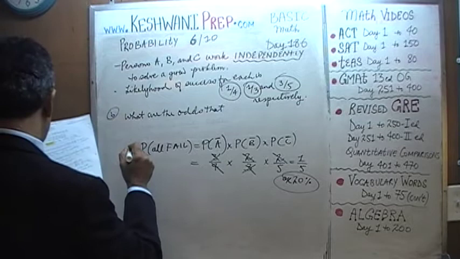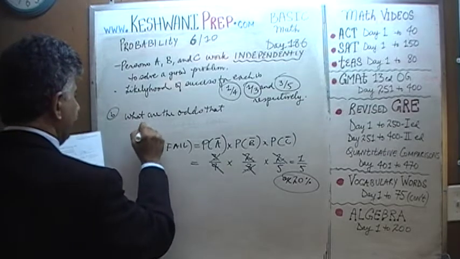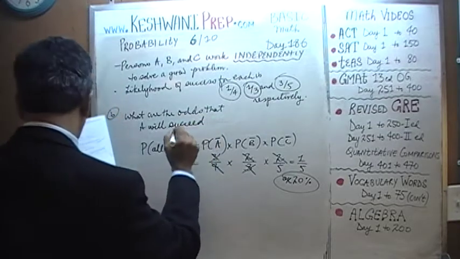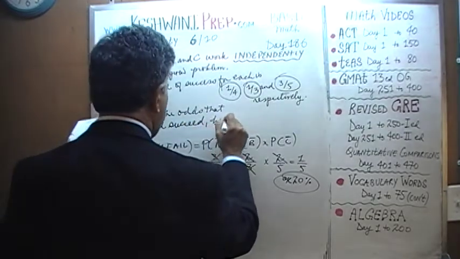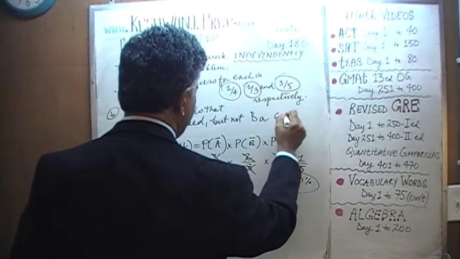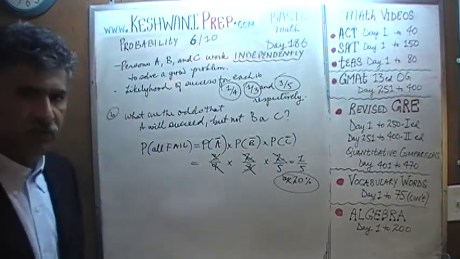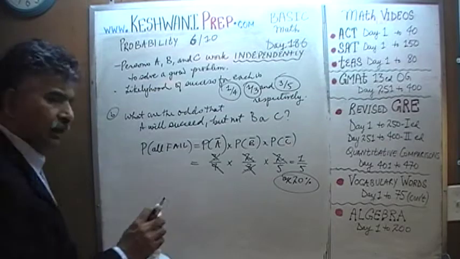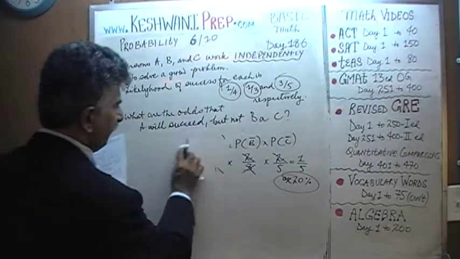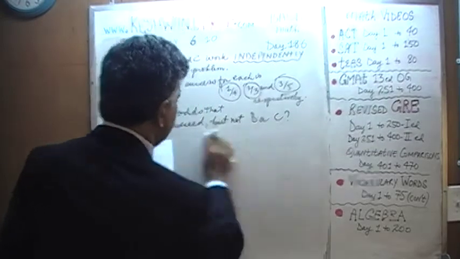what are the odds that A will succeed but not B or C? So in the exam, of course, they can ask you this question in several different ways. We're going to look at several different possible scenarios. So we're done with this one. Odds of all of them failing, we're done now. I'm going to pick up speed.